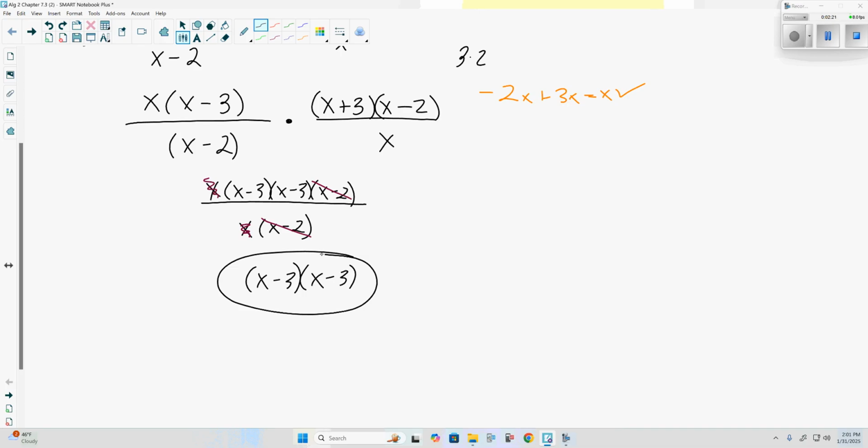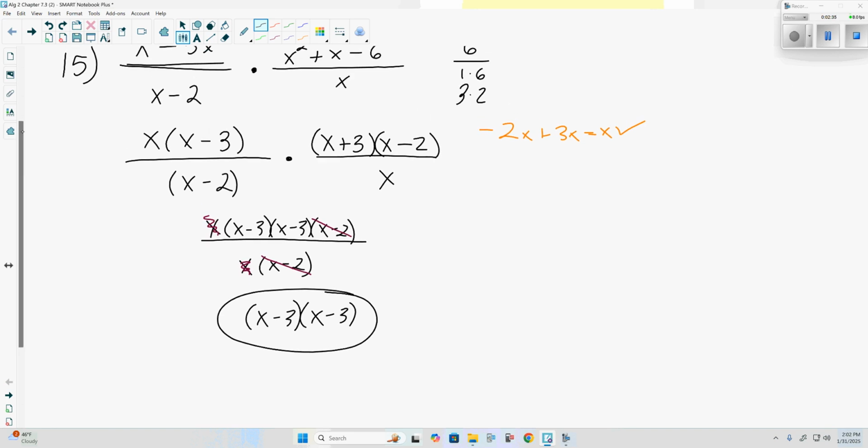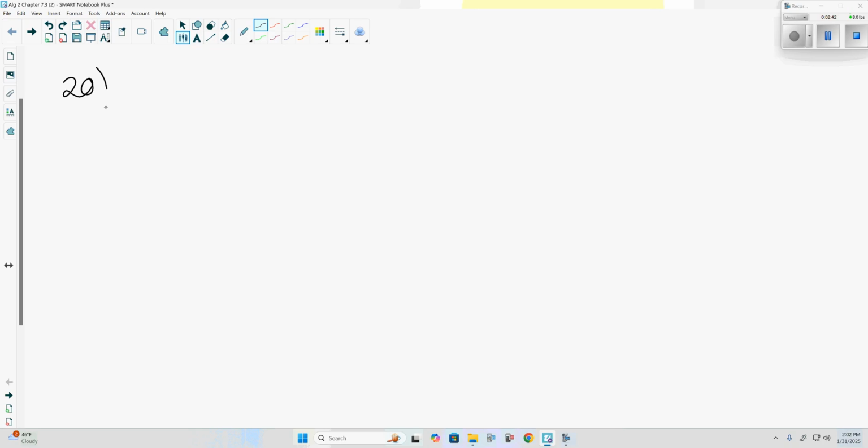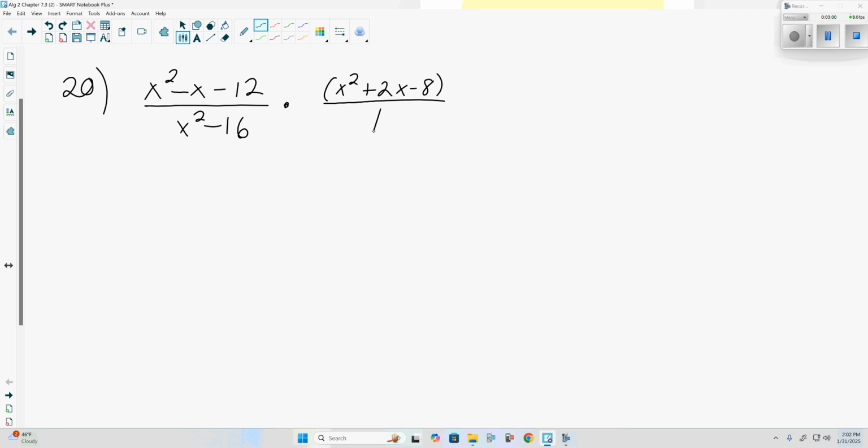We can do one more. 17, 20. We can look at 20. x squared minus x minus 12 over x squared minus 16 is being multiplied with our x squared plus 2x minus 8. And even though it's not written that it's over 1, it's understood to be over 1. Now at this point, we can factor these. The 1 is already simplified.